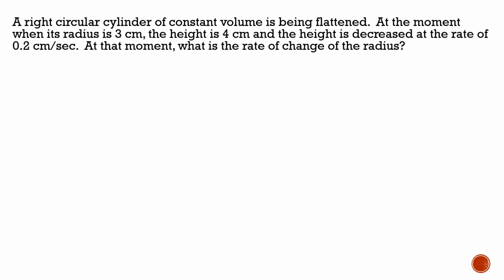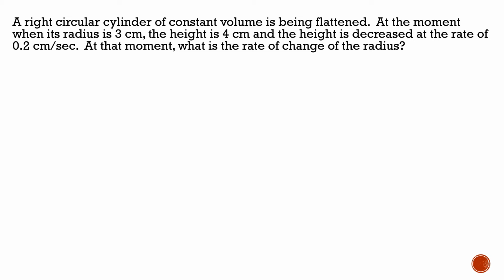A right circular cylinder of constant volume is being flattened. At the moment when its radius is 3 centimeters, the height is 4 centimeters, and the height is decreased at a rate of 0.2 centimeters per second. At that moment, what is the rate of change of the radius?